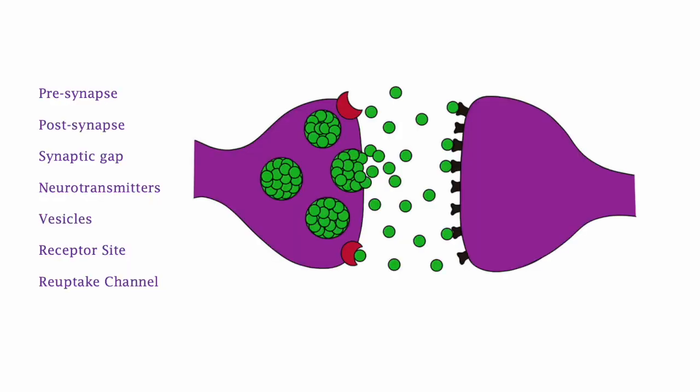So here is our diagram of a synapse with a number of different key terms which are crucial in our understanding of synaptic transmission, but also the biological explanation of depression. So if you have a synapse drawn out in front of you, you might want to have a go, if you haven't already, at labelling on the following terms: presynapse, postsynapse, synaptic gap, neurotransmitters, vesicles, receptor site, and reuptake channel. In 5 seconds, I will go through and annotate where each of these belong.